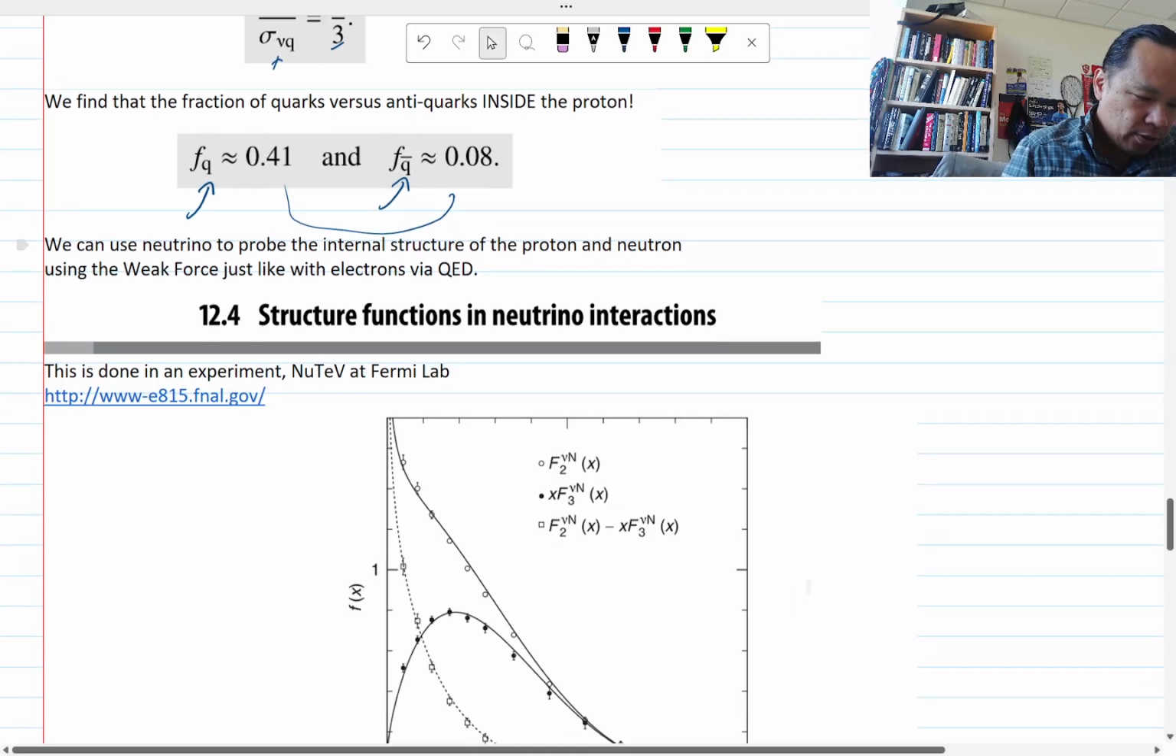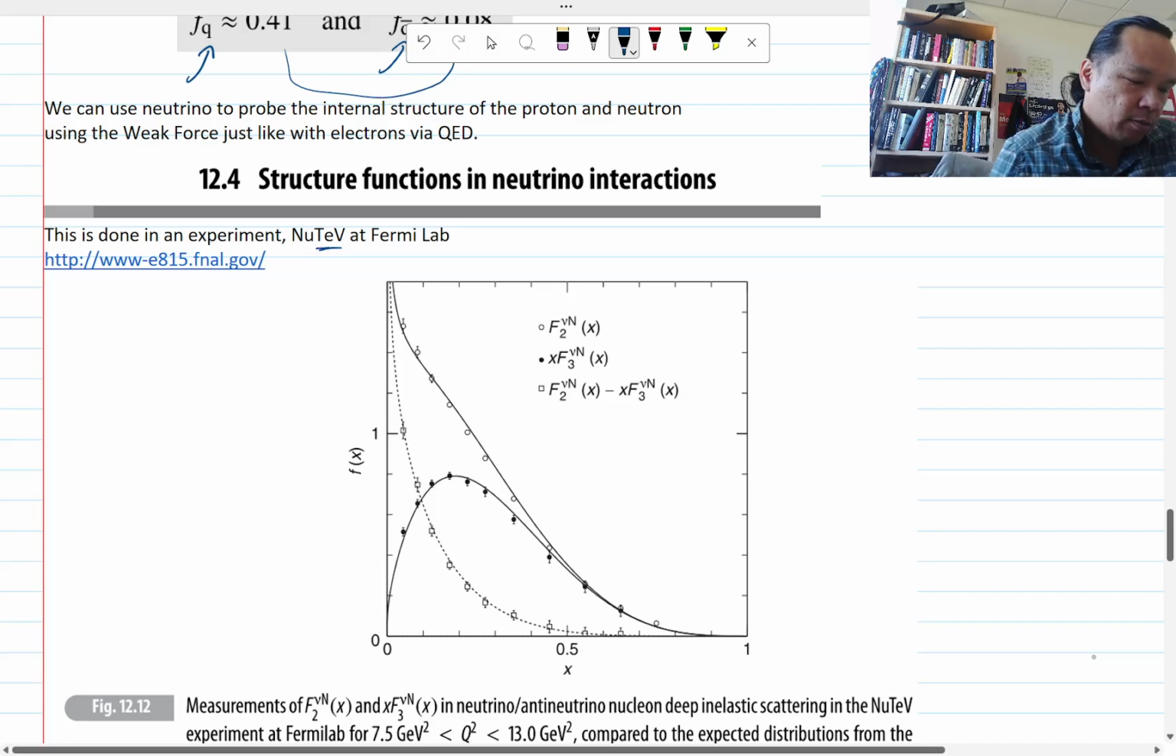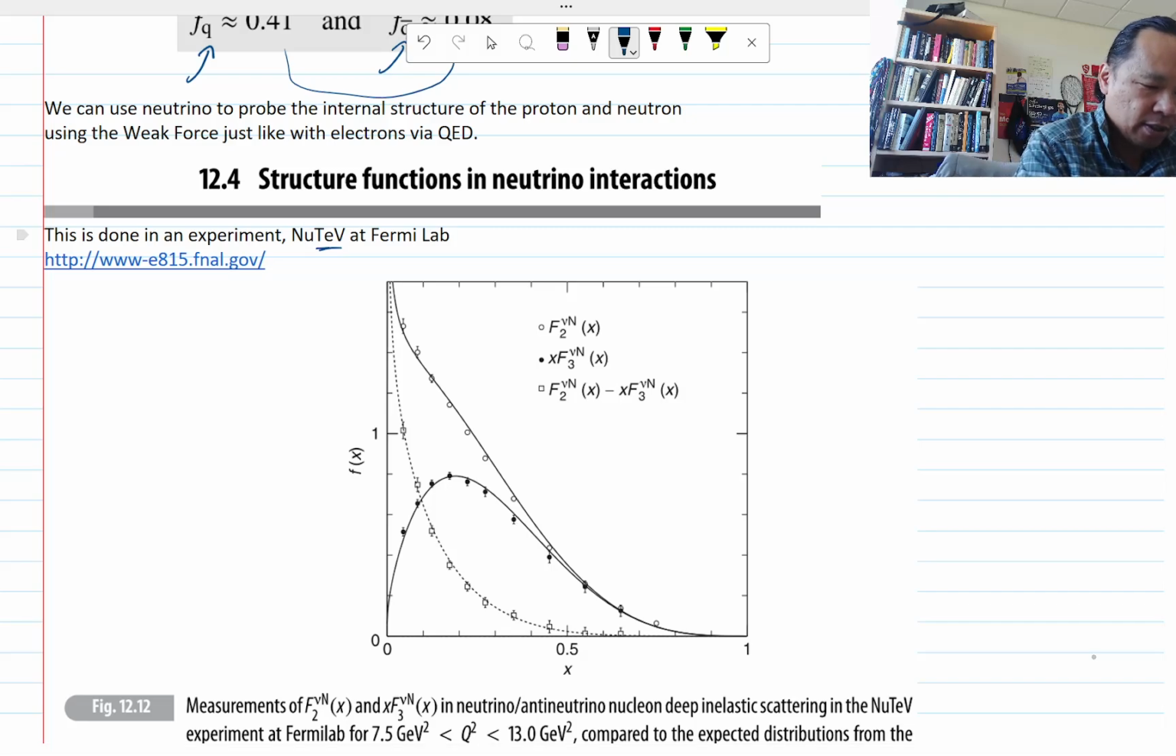So this takes us to another experiment called NuTeV. This is an experiment that measures neutrinos at the Tevatron. The Tevatron is an accelerator that used to run at Fermilab.